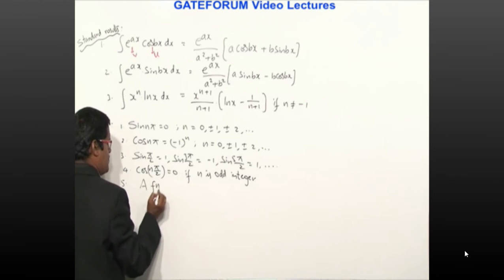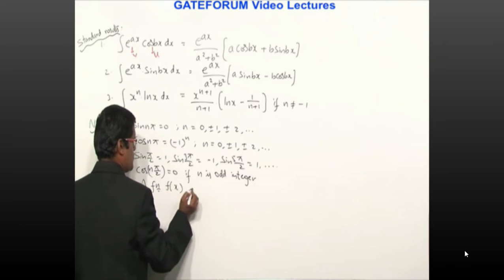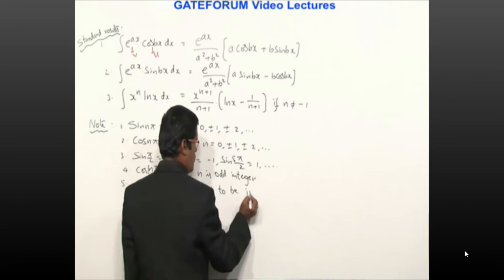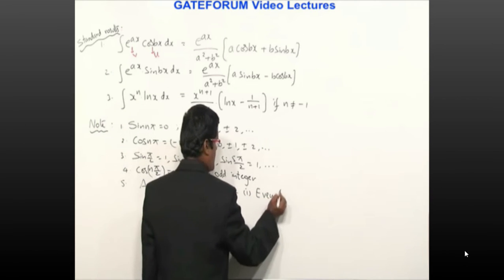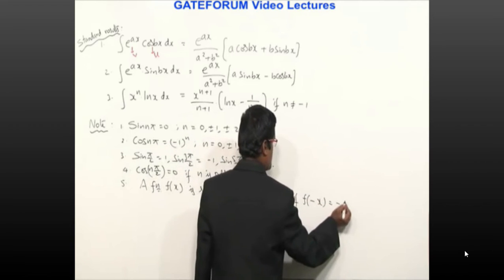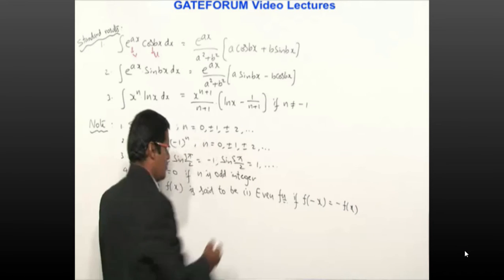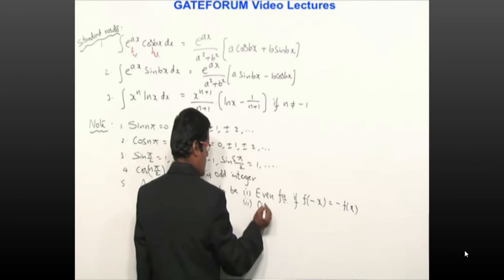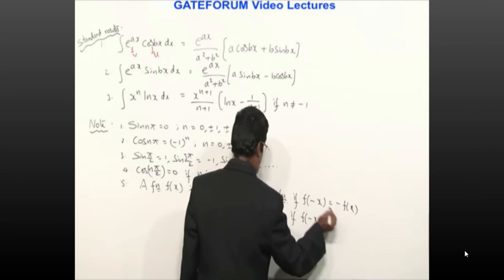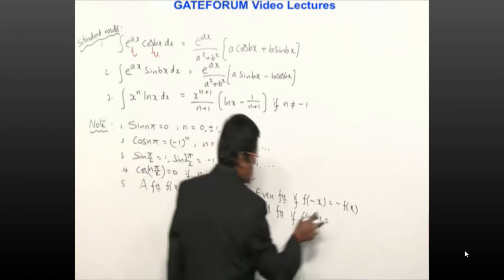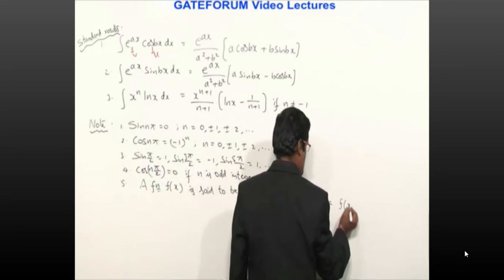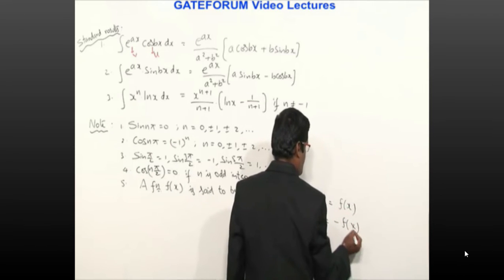A function f of x is said to be, one, an even function if f of minus x equals plus f of x; two, an odd function if f of minus x equals minus f of x.